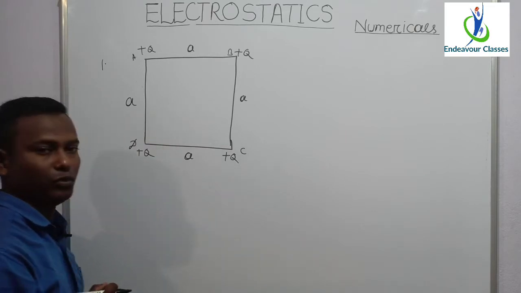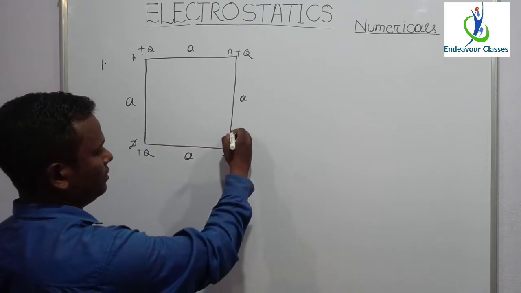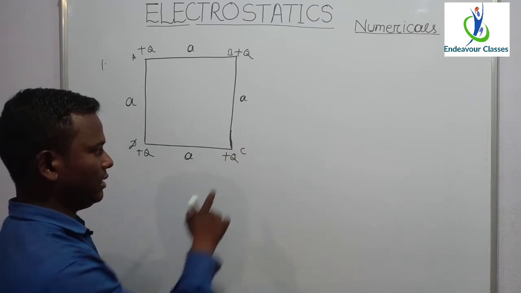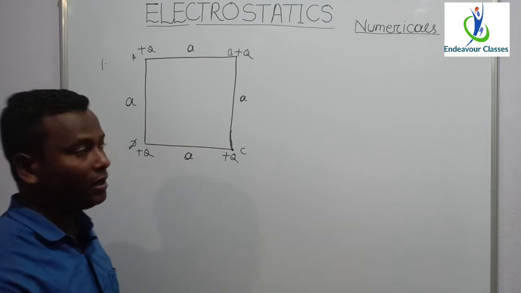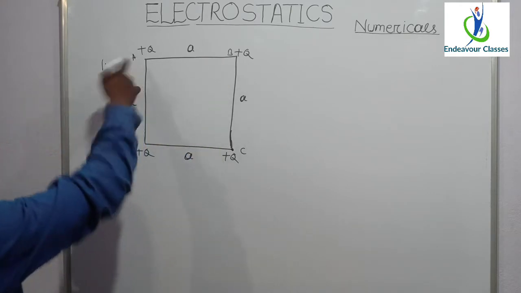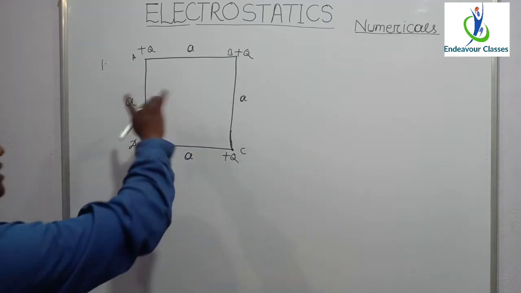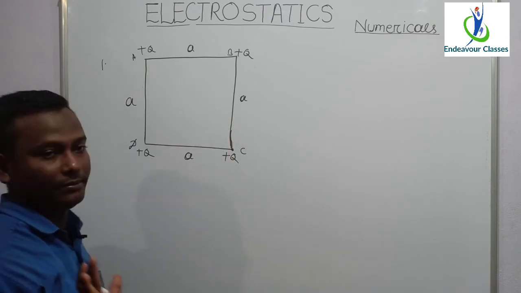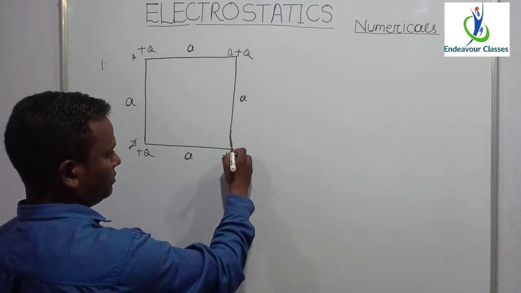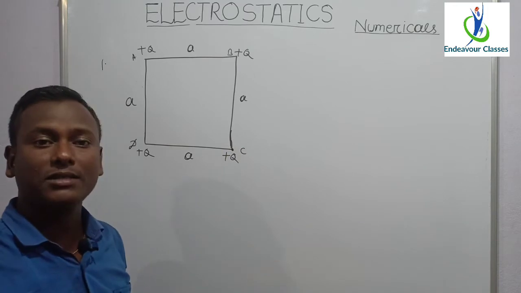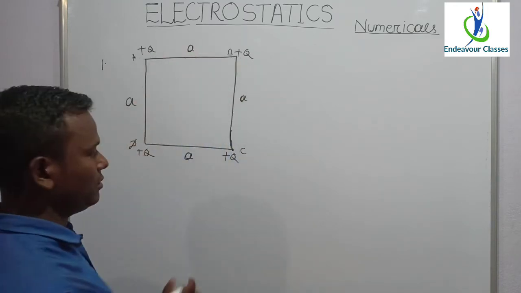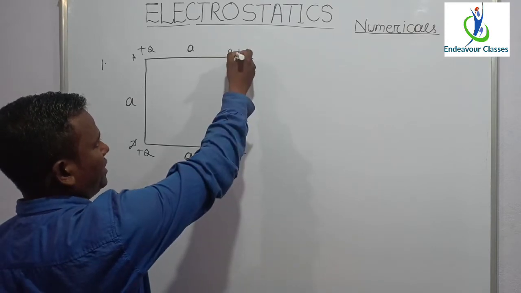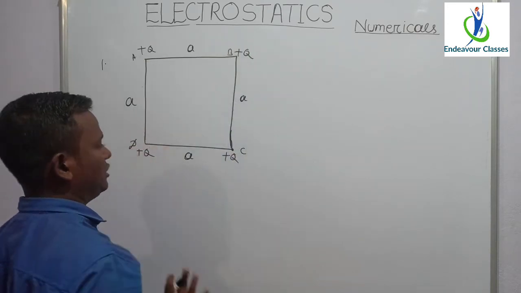So here, we will find out the net force on this plus q located at C due to the other three corners, the charges plus q located at the other three corners A, B and D. So this plus q will experience three forces due to the other three charges. It will experience a force due to B, A and D charge.